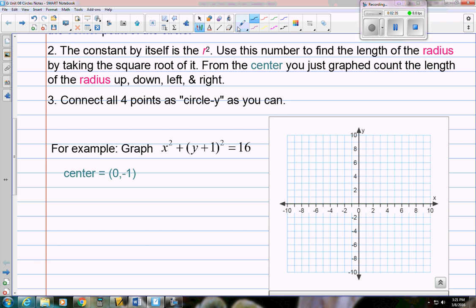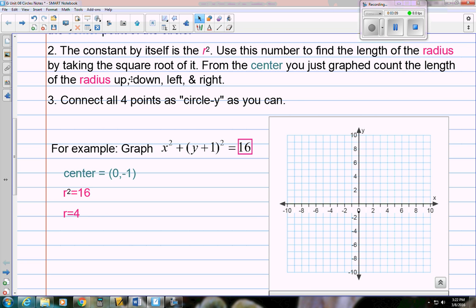So to graph that, we just graph the center point, which is at 0, -1. You put a point there, okay? And then you find the constant, which is the number all by itself right here. And the constant, sorry, I just want to make sure we understand, is 16. So our r squared equals 16. So to find the radius, we just need to take the square root of 16, which gives us 4.